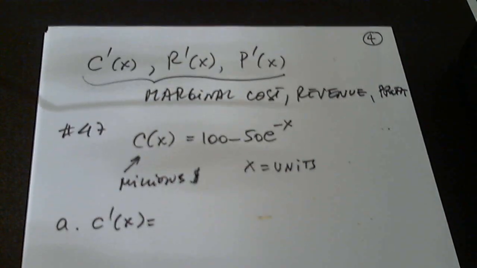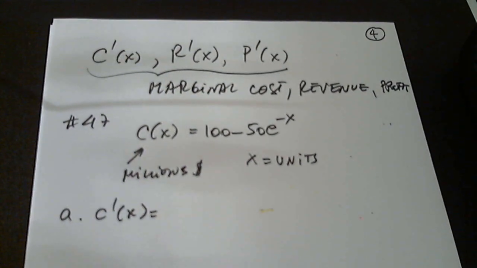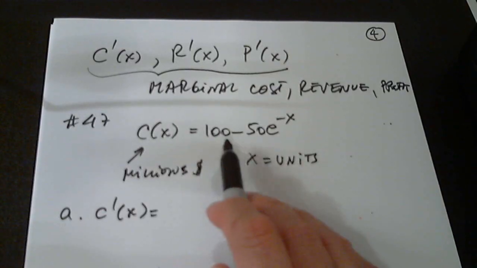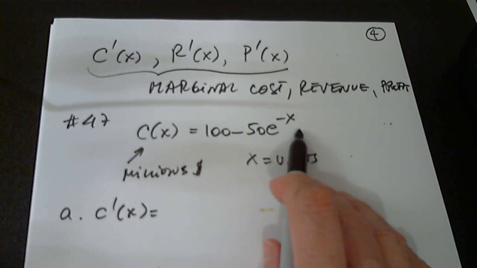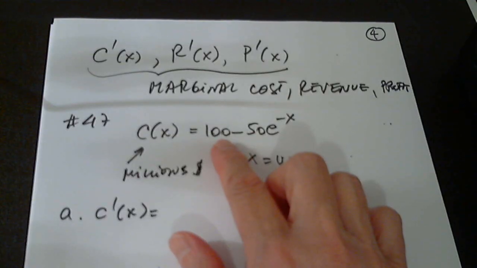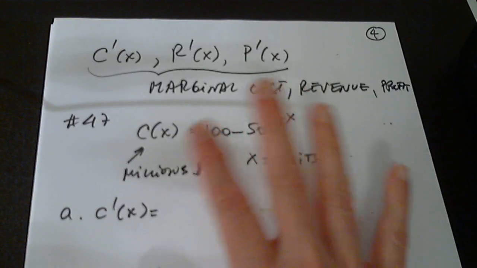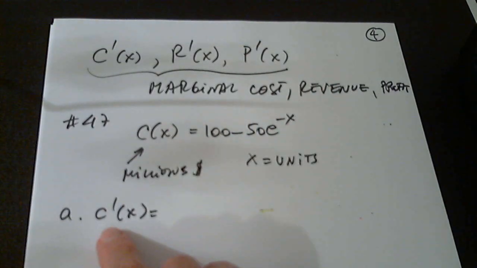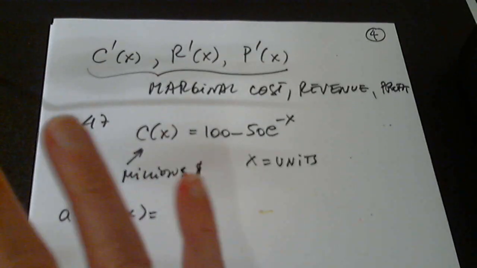Okay. So can anyone give us an idea of how to differentiate 100 minus 50 e to negative x? How will you start? Would we divide both sides by 50? So we're only differentiating this function. It's just C prime. Very good.